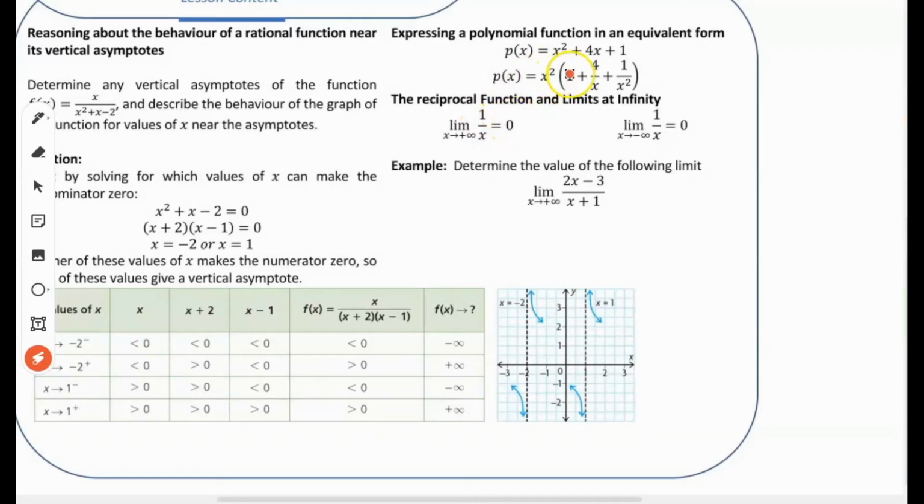So that means if we were to take the limit of this function, these values would be 0. Now in this case we still have x squared, so the limit doesn't exist, it blows up. But let's look at another example. Let's look at this one.